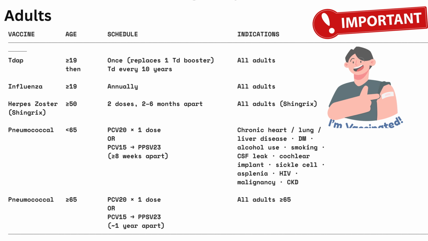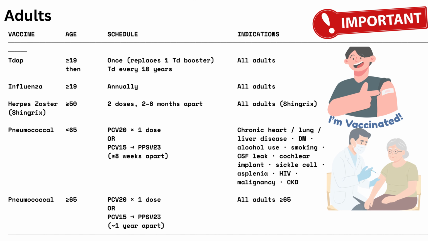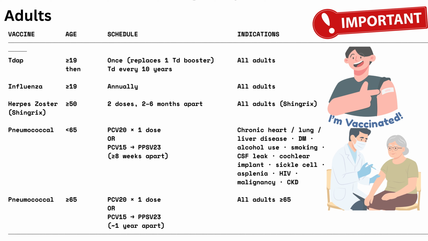Now let's talk about vaccines in adults. This section gets tested more often than people expect. First is Tdap. Every adult aged 19 and above should get 1 dose of Tdap at some point, replacing one of their regular TD boosters. After that, they just need a TD booster every 10 years.